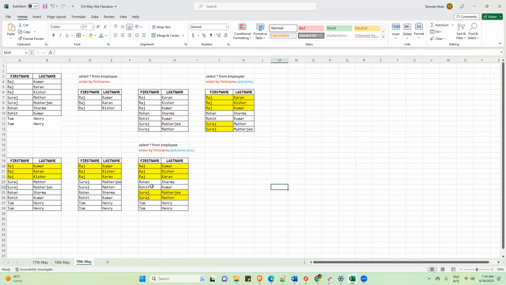Okay. So similarly, you have Suraj Mukherjee and Suraj Mathur. You both have the same first name. Then for the last name, we have placed Mukherjee and then Mathur. U comes first and then A. So I hope this is clear, guys.